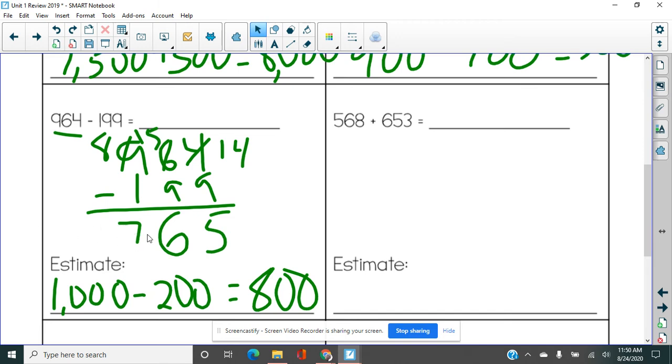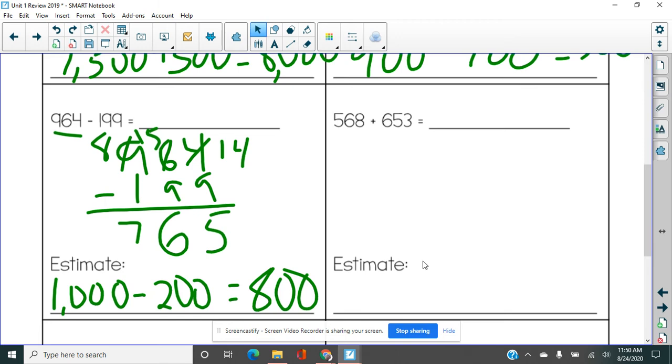Okay, so if you don't have 765, check to see, right? This is where we're learning and getting a chance to practice. Check to see what you might have done. Then you may do the next one. Estimate first. Go ahead.